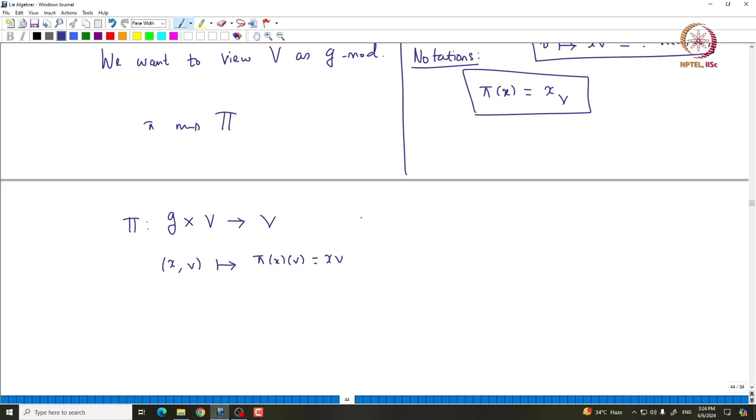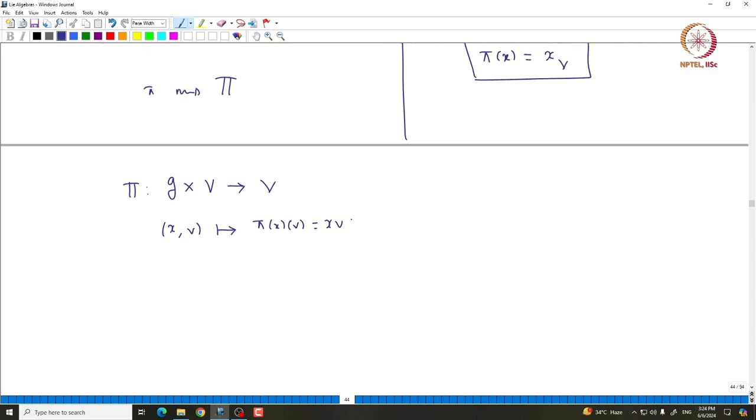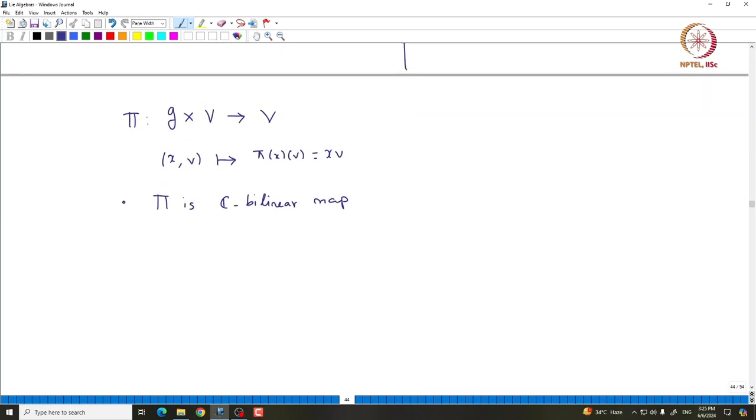Now there are certain conditions this capital Pi satisfies. Because capital Pi is defined using small pi, it is easy to see that capital Pi is linear in both variables x and v. So this capital Pi is a C bilinear map. That means given each x, the map v goes to xv is linear, and similarly x goes to pi of x is also linear. That is what it means for capital Pi to be a C bilinear map.